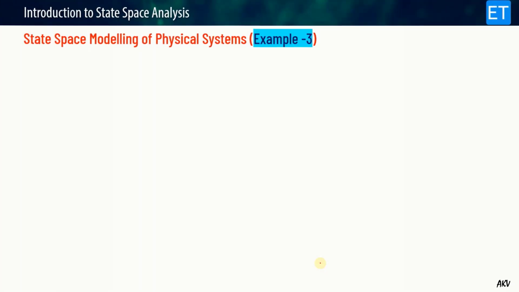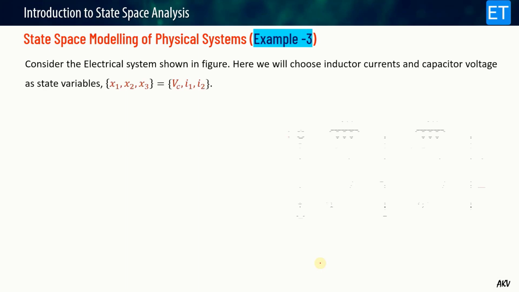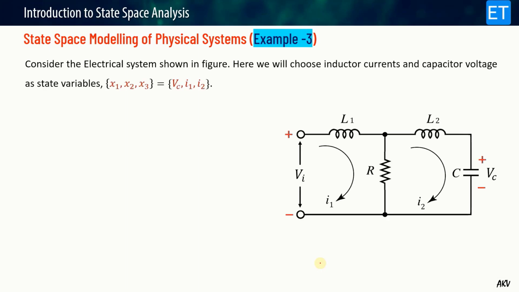Now consider another example, example 3. Consider this network. It actually has two inductors, L1 and L2, and one capacitor. So as I suggested, how many state variables do you have to choose? Obviously 3 state variables, I mean the inductor currents and the capacitor voltage.